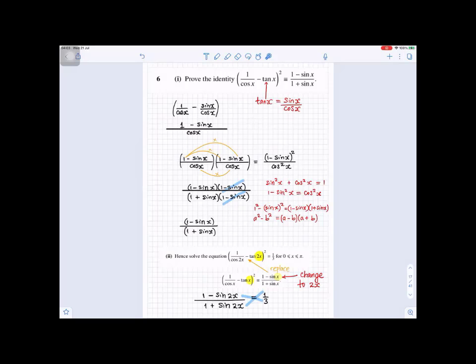So we want to replace 1 minus sine x over 1 plus sine x. We want to use that to replace this. But if you notice, the x there is changed to 2x, so we need to change it to 2x. So we have 1 minus sine 2x over 1 plus sine 2x is equal to 1 over 3. And then you cross multiply the numerator times this denominator, and this denominator times this numerator.